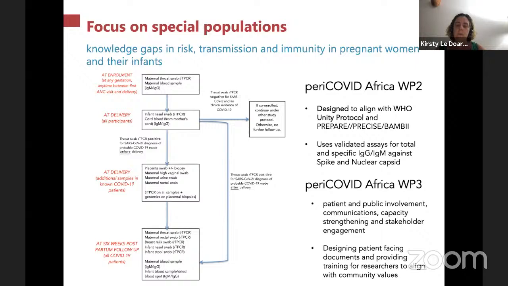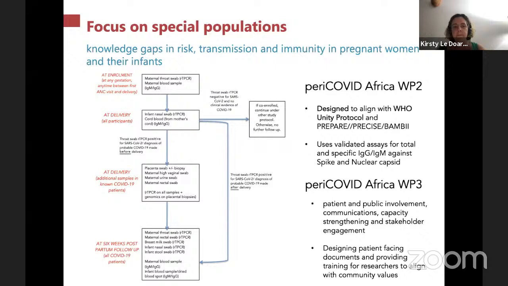So at enrolment, which is the first antenatal contact that our study team have, all mothers have a throat swab and a blood sample looking for IgM and IgG against the coronavirus. Women are then randomised into three groups: COVID PCR positive, COVID PCR negative antibody positive, and COVID PCR negative antibody negative. At delivery, we take a nasal swab from all of the infants for PCR after birth and some cord blood sample. If the mother belongs to the double negative or the asymptomatic group, there's no further follow-up for either mother or baby at that point.